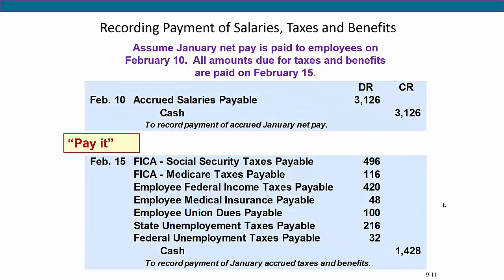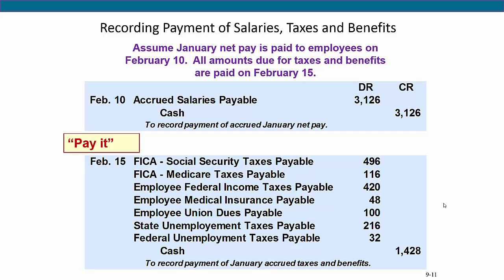Take a moment to go back a few slides and review the entries made previously to record payroll expenses and deductions withheld from employee paychecks. Usually within a month, the employer must remit payment to pay off the liabilities they've recorded for net pay, payroll deductions withheld, and employer taxes.